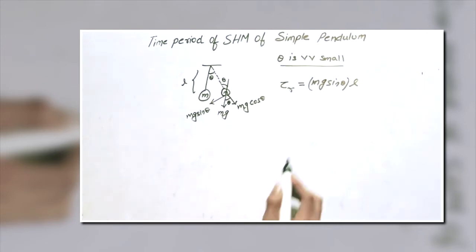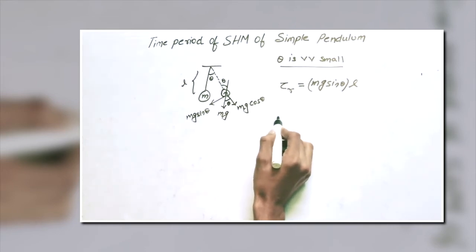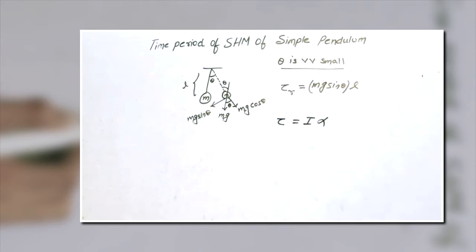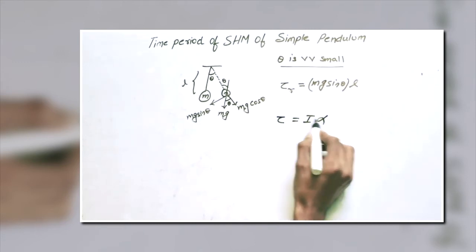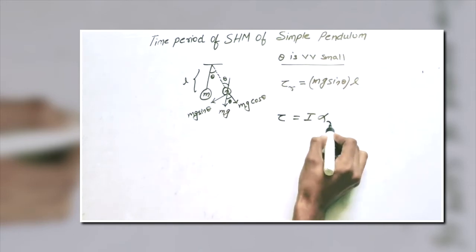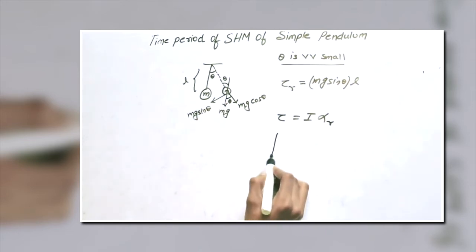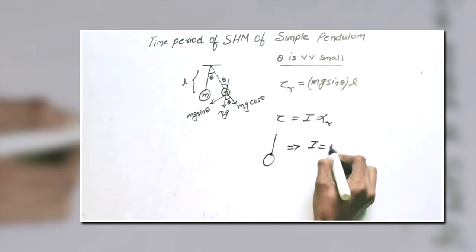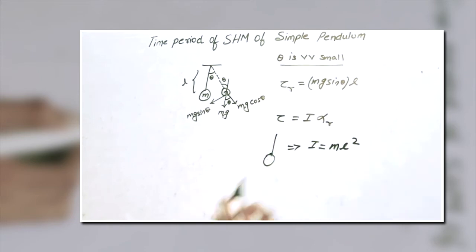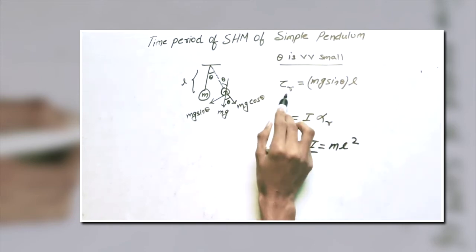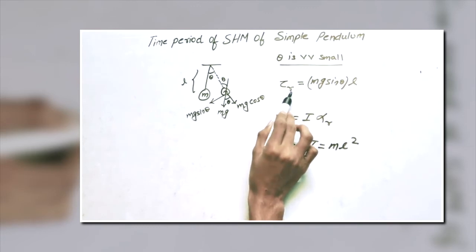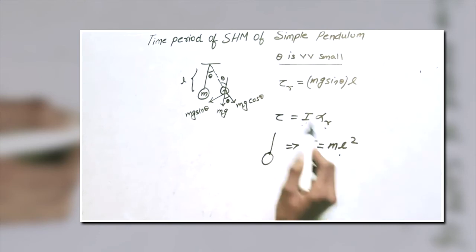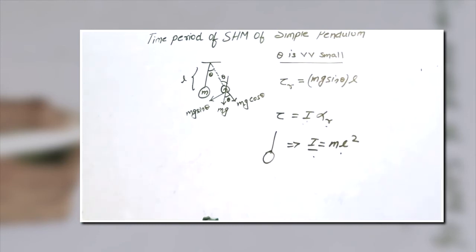Now you also know from rotation that torque is equal to I alpha, and this alpha will be the acceleration of the restoring force. In this scenario where you have a string and a mass, for this system you have I equal to ml square, mass into length square. So we will put torque restoring equal to I into alpha restoring, and we will put the value of I as ml square. So we are going to substitute this.